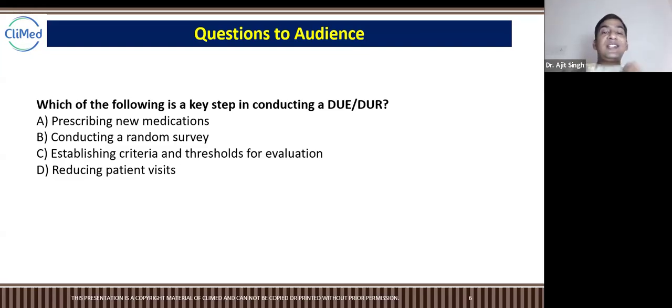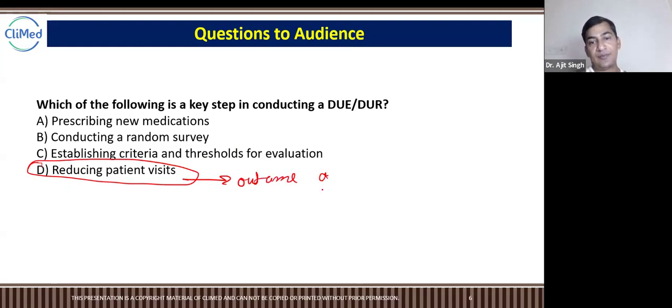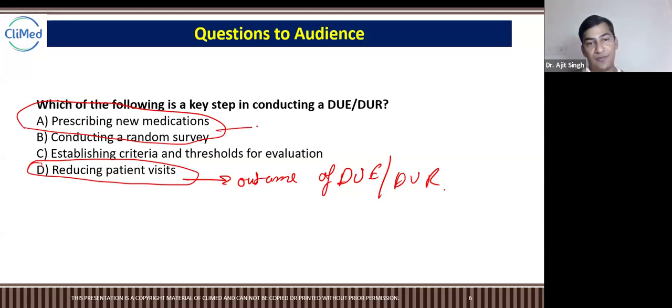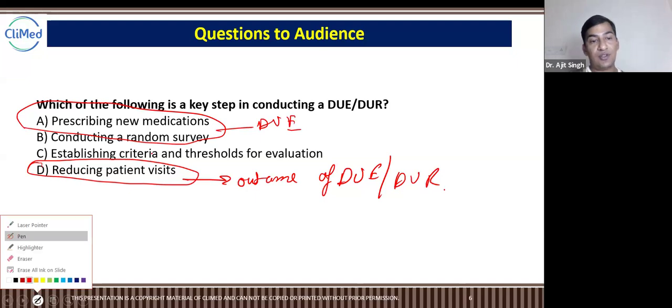Which of the following is a key step in conducting a DUR? All are the steps. Do you think all are the steps? No. Reducing patient visits is the outcome. First of all, reducing patient visits is the outcome of DUE or DUR. And then prescribing new medications is not a task of DUR. Not at all. This is the task of the doctor, right?